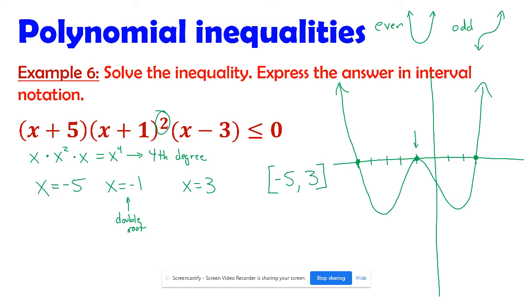So your interval here is just going to be one big interval from -5 to +3. Even though all that stuff's going on in the meantime, it stays less than or equal to 0 the whole time.